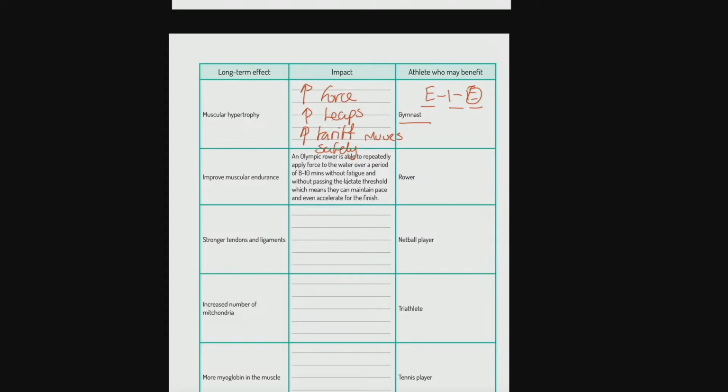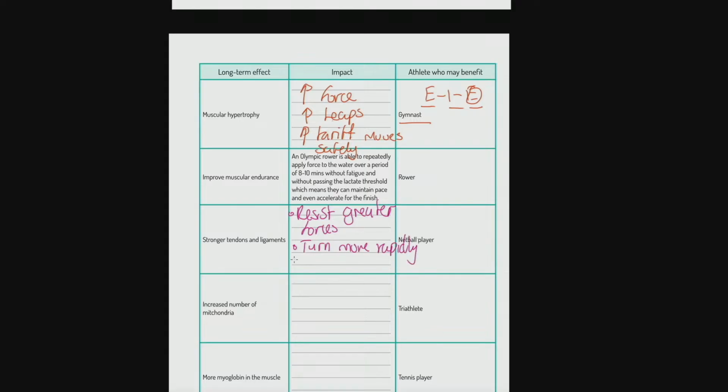Improving muscular endurance through long-term effective exercise. An Olympic rower, I'll let you read it. There's what it does for a rower. Stronger tendons and ligaments. What impact does this have? Well, in this case, a netball player can resist greater forces, which is great, right? I've got greater forces going through the muscular and skeletal system, so we can resist greater forces. Therefore, this person can turn more rapidly in their performance.